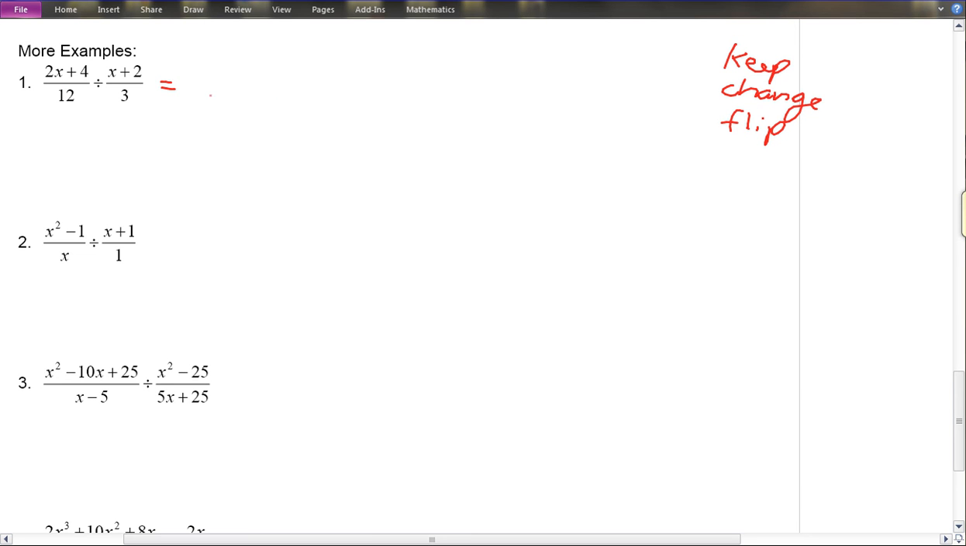So when we keep this first fraction, let's still rewrite it as 2 times, instead of 2x plus 4, we take a 2 out of both parts, and we're going to have 2 times x plus 2. And that's over 12. Okay, kept it completely the same. Yes, we did take out that greatest common factor. Okay, change that divide sign into a multiply sign.